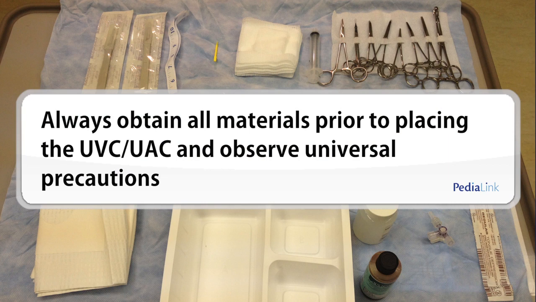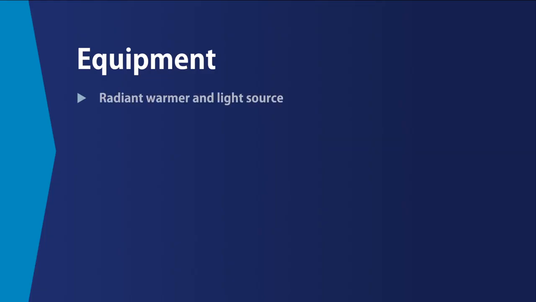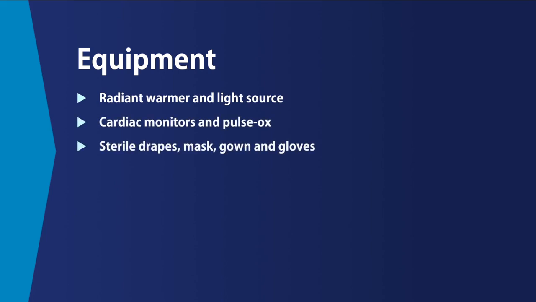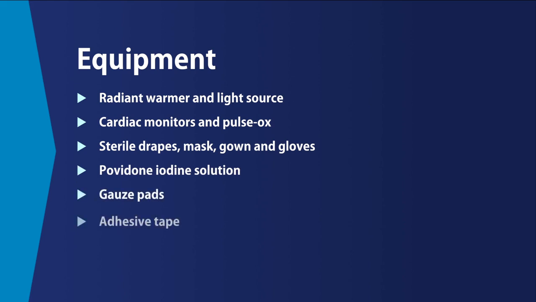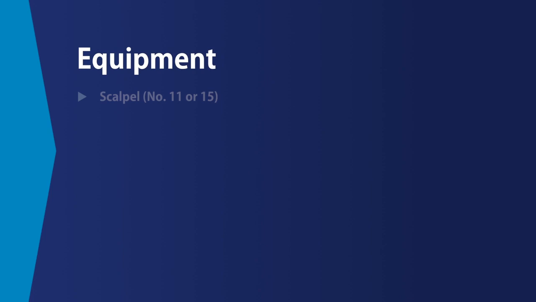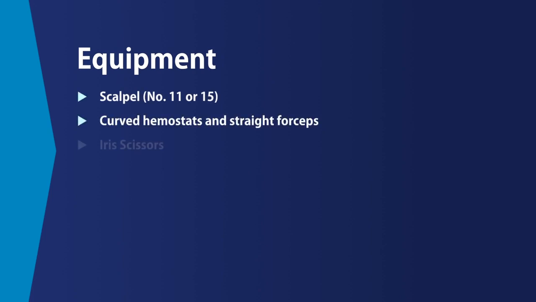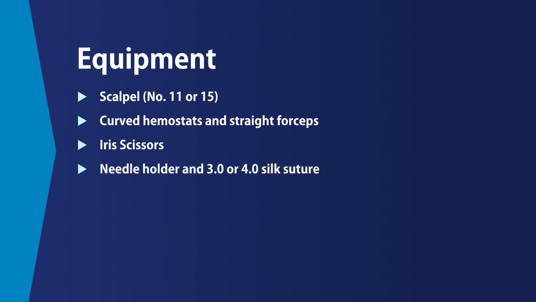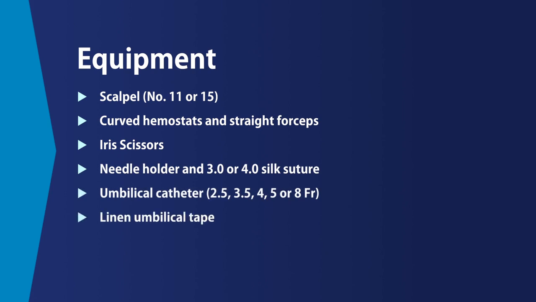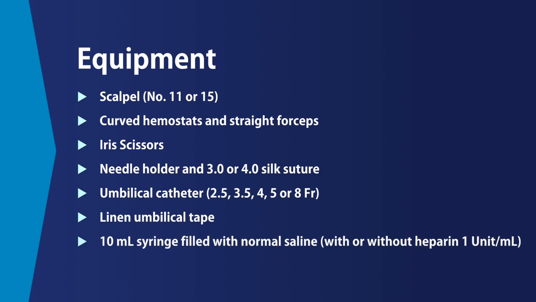Have all materials ready before beginning. Necessary equipment includes a radiant warmer and light source, cardiac monitors and pulse oximetry, sterile drapes, mask, gown, and gloves, povidone iodine solution, gauze pads, and adhesive tape. In addition, you will need a scalpel, number 11 or 15 blade, curved hemostats and straight forceps, iris scissors, a needle holder and 3/0 or 4/0 silk suture, an umbilical catheter, linen umbilical tape, a 10 ml syringe filled with normal saline with or without heparin, and IV tubing.